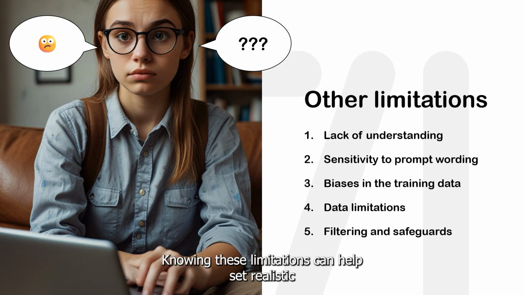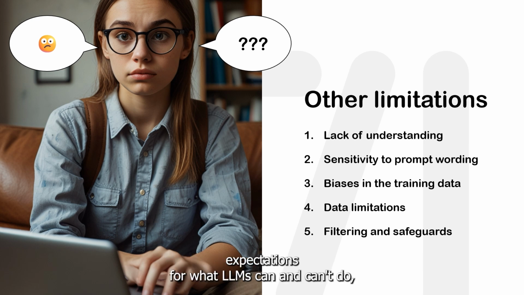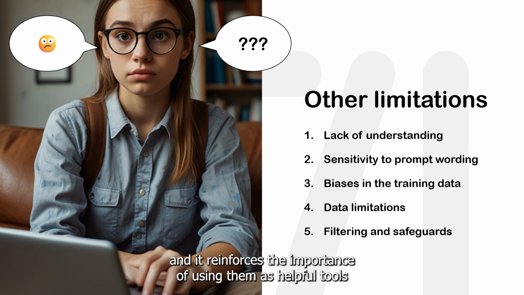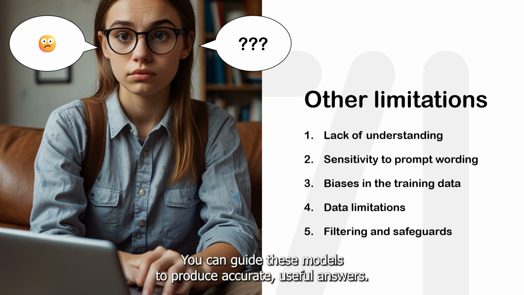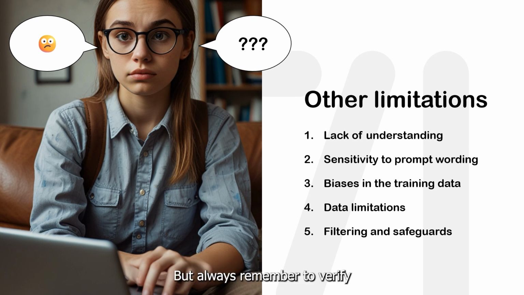Knowing these limitations can help set realistic expectations for what LLMs can and can't do, and it reinforces the importance of using them as helpful tools rather than as definitive sources of truth. To wrap up, remember that LLMs are powerful tools, but they have many limitations. With effective prompting and a critical approach, you can guide these models to produce accurate, useful answers. But always remember to verify information from credible sources.